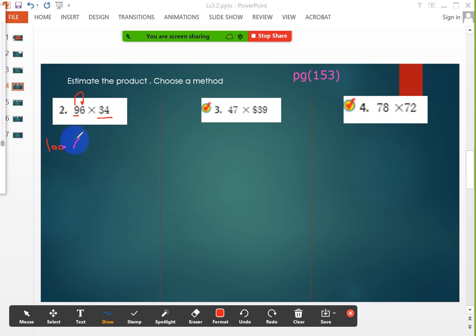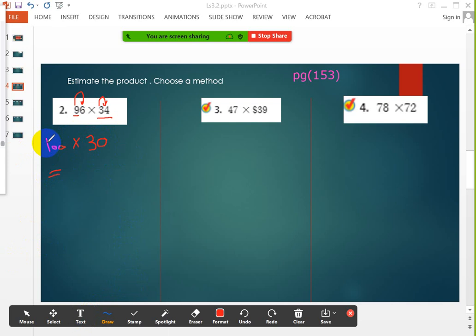Now, 34. Look at the digit after 3. It's 4. 4 is less than 5. That means I will keep the same number in the tens. So it will be 3, and the digit after it will be 0. Okay? Now, let's multiply the numbers. 100 multiply 30.